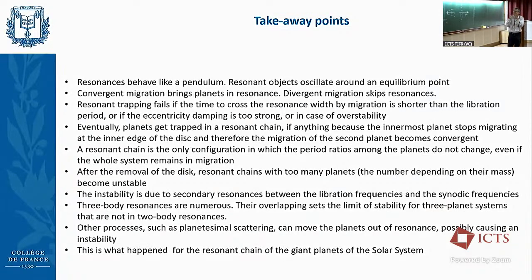So in a simple system where we only have interaction among the planets, we understand what the limits of stability are, and they are dictated by these secondary resonances between libration periods and synodic periods. But in nature, it's much more complicated. There are planetesimals, there are tides, these can be dispersed in an irregular way. So there are other processes that can destabilize the chain.